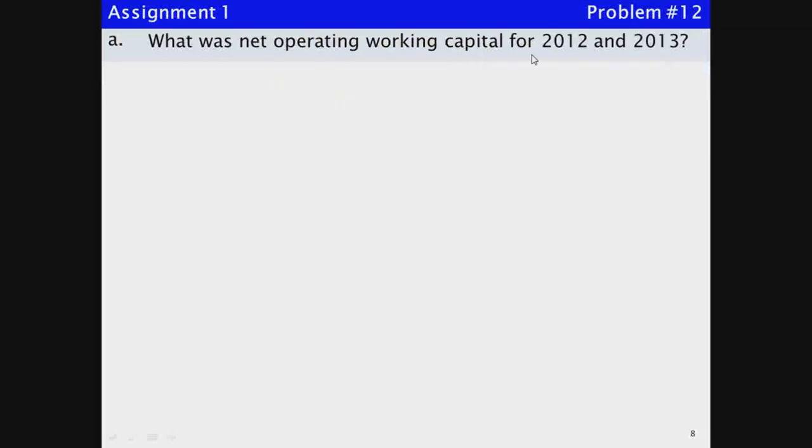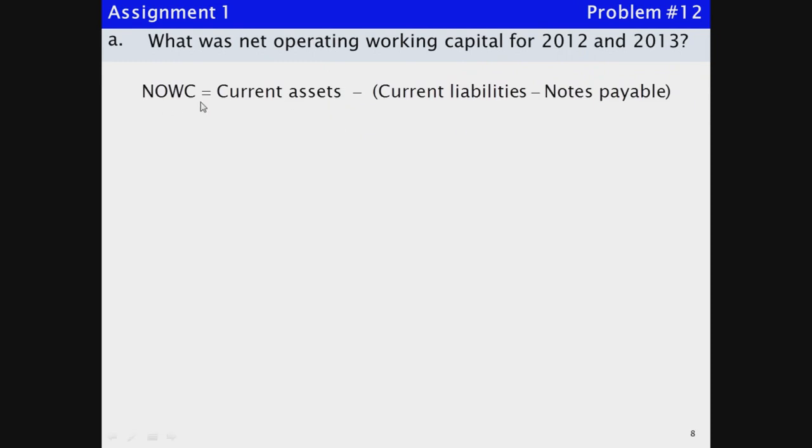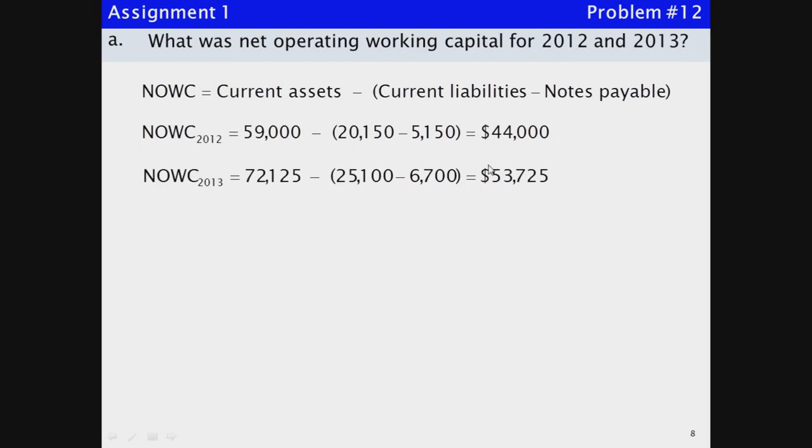What was net operating working capital for both 2012, 2013? Well, these are relatively straightforward calculations. We did one in an earlier problem in part 1. Net operating working capital is current assets minus the current liabilities net of any notes payable. For 2012, it's $44,000. For 2013, it's $53,725. And if you'd like, you can pause and go back and verify these. Perhaps it'd be helpful if you printed out those statements as you work this.